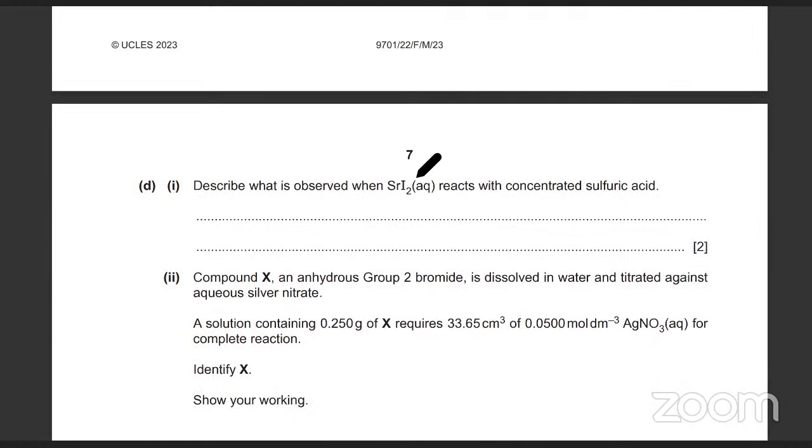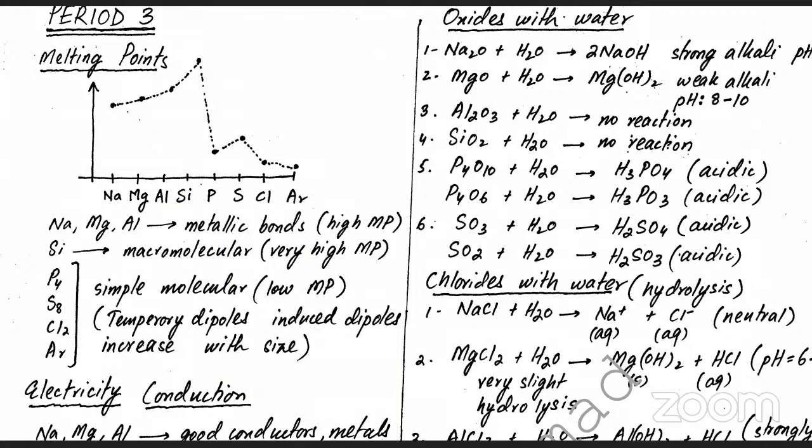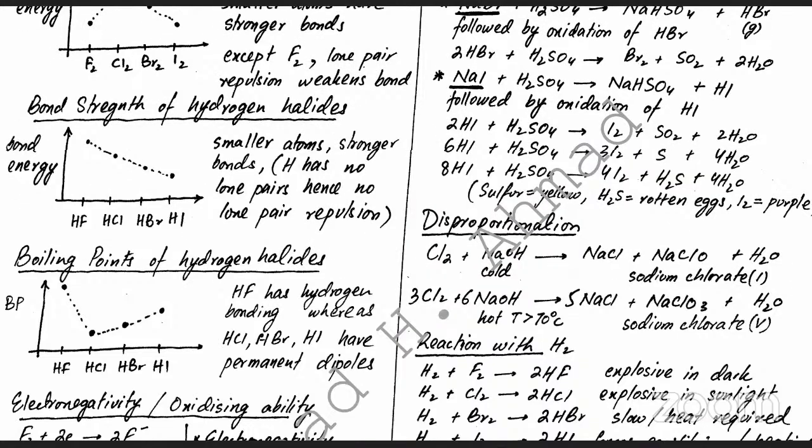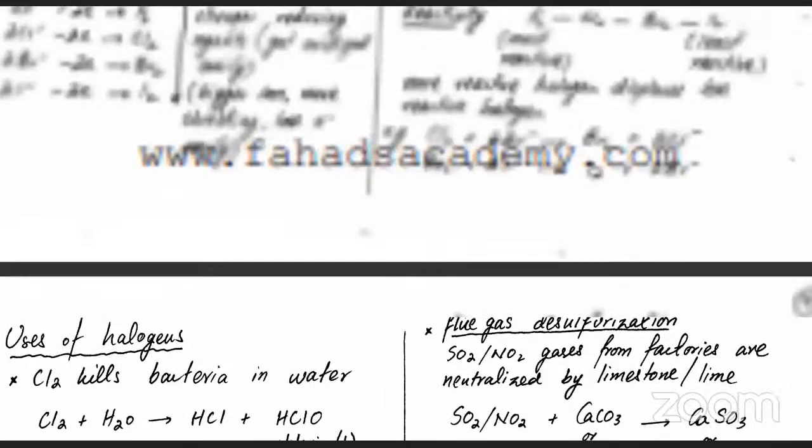Describe what is observed when SrI2 is reacted with concentrated sulfuric acid. So this is again a typical group 17 question. SrI2 contains I-1, and it's being reacted with concentrated sulfuric acid. Now, this is a typical group 17 question. What happens in group 17 down the group? The ions become good reducing agents.